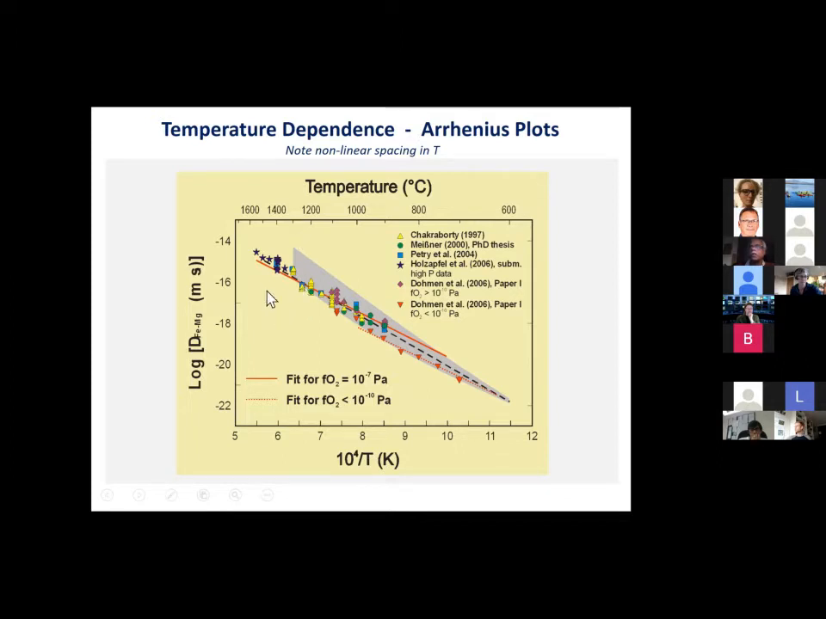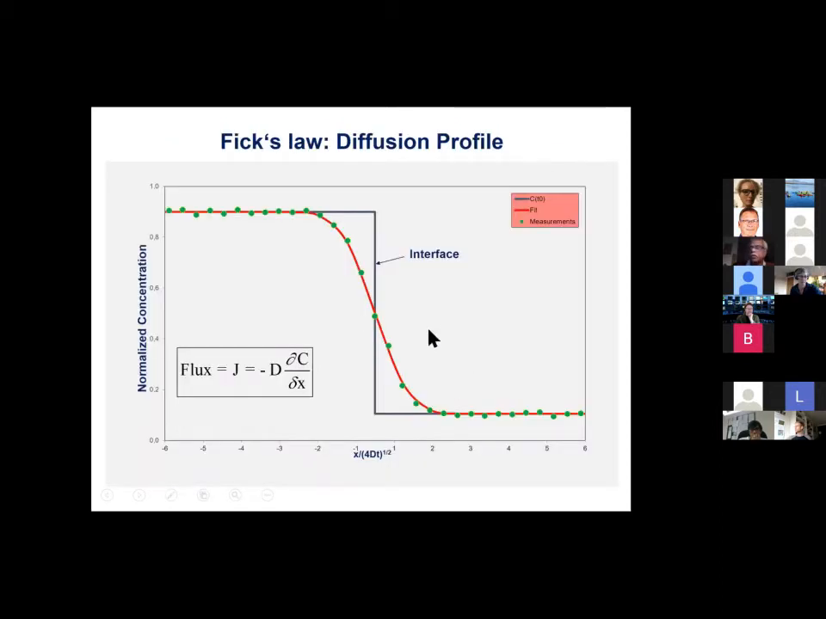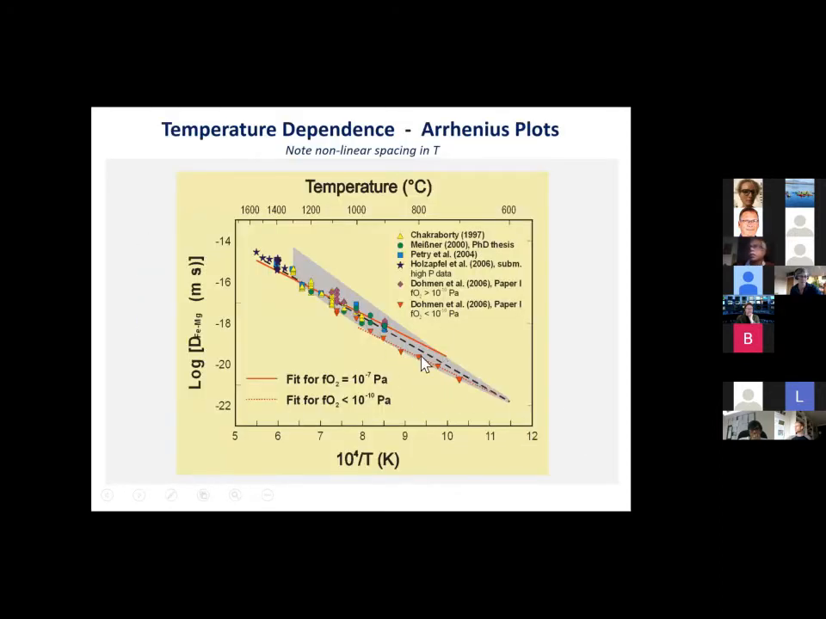But the important thing is this dependence is nonlinear. If you look at the temperature axis on the top, going from 1400 to 1300, you change the diffusion coefficients, of course, but not a whole lot. Whereas if you go from 800 to 700 or 600, it's a much bigger change that you go through. And that's something you have to keep in mind.